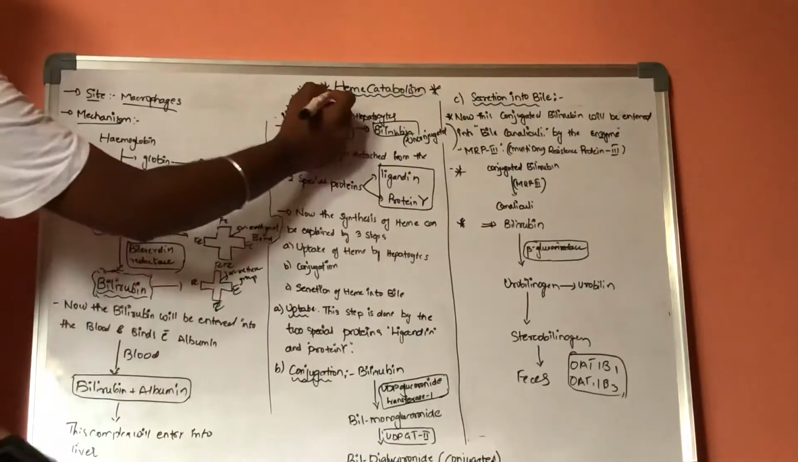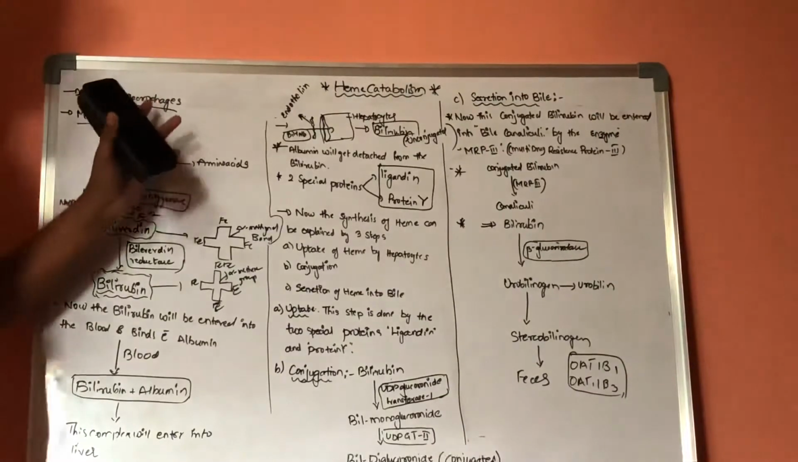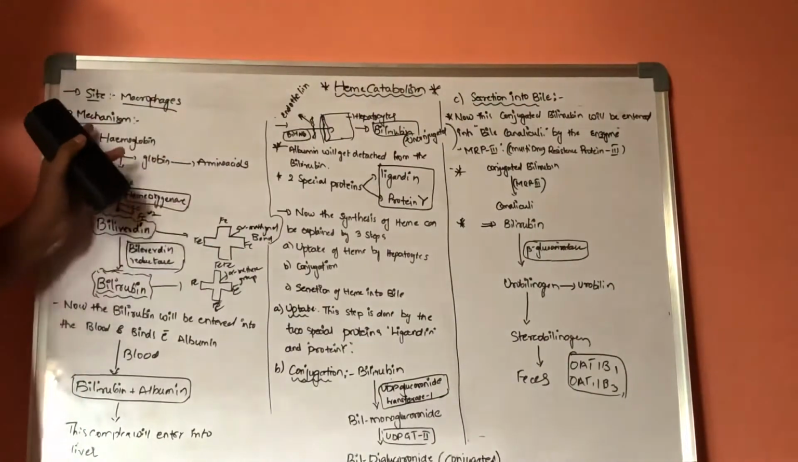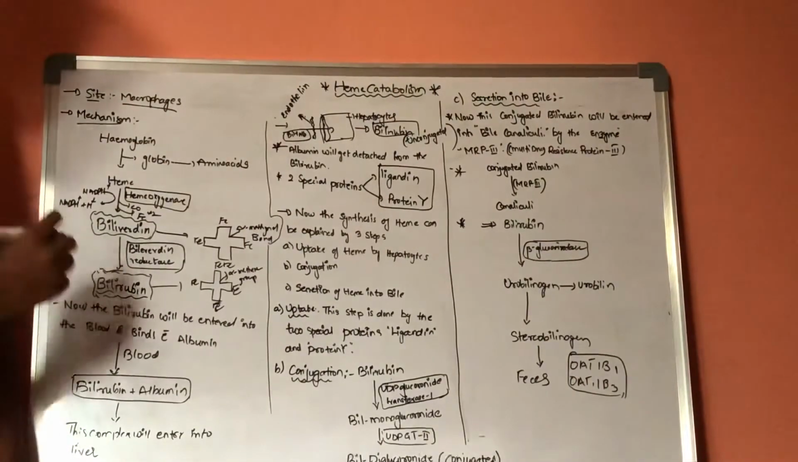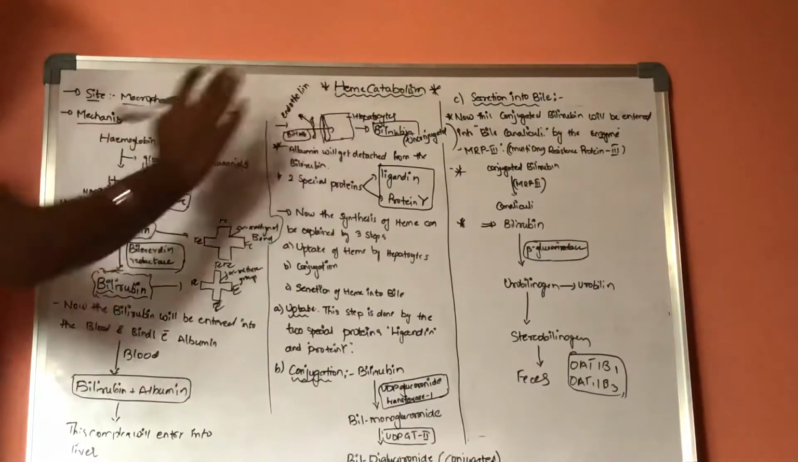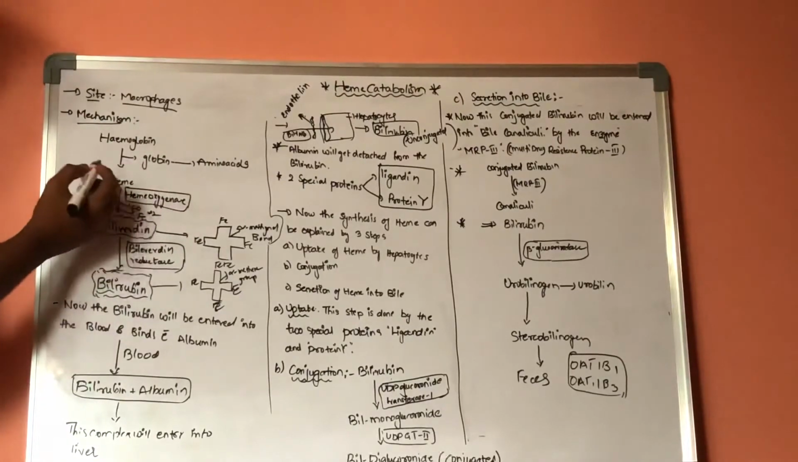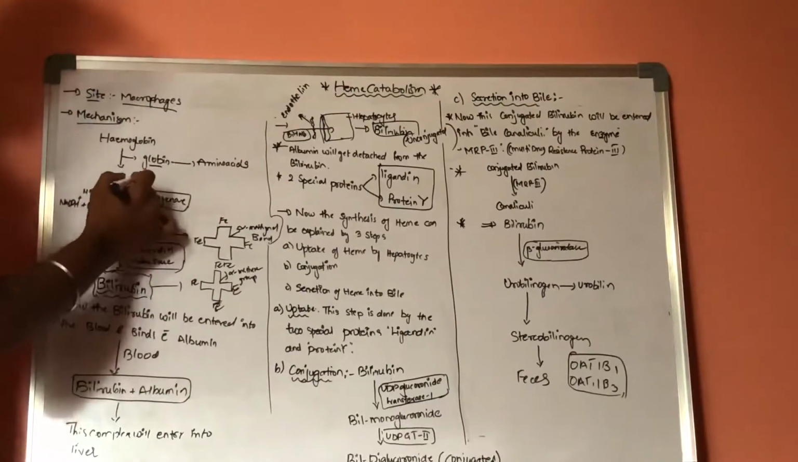Coming to heme catabolism, the site is macrophages. This catabolism of heme takes place in macrophages. Coming to the mechanism of heme catabolism, first of all, our blood consists of hemoglobin. The first step in heme catabolism is that the hemoglobin will be dissociated and broken down into two parts. One is globin while the other one is heme.